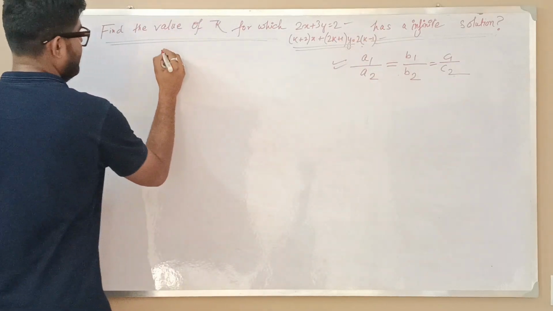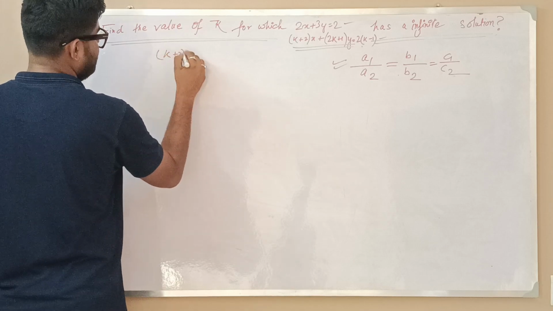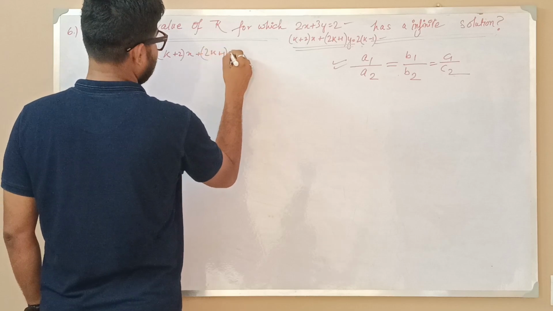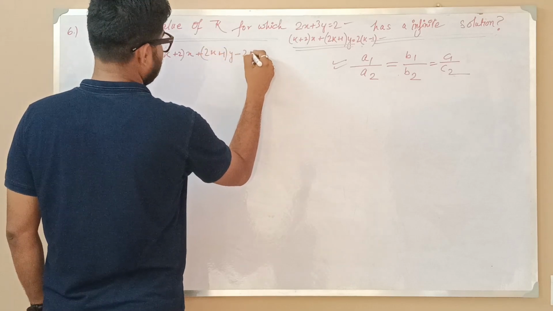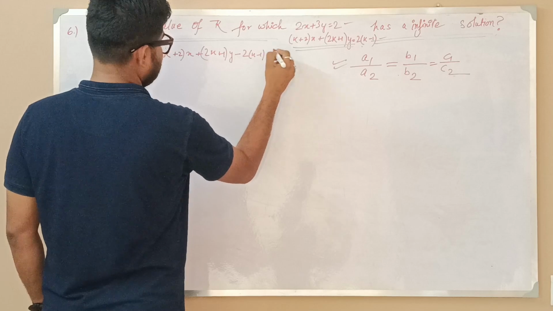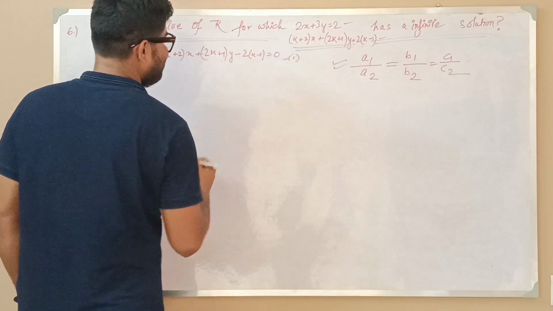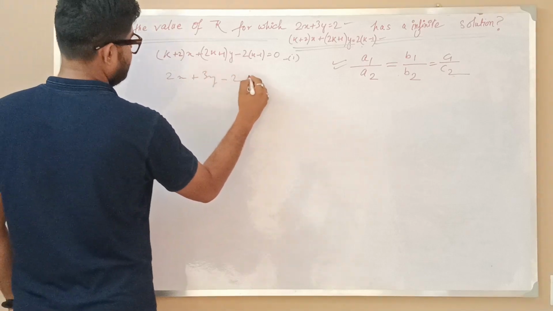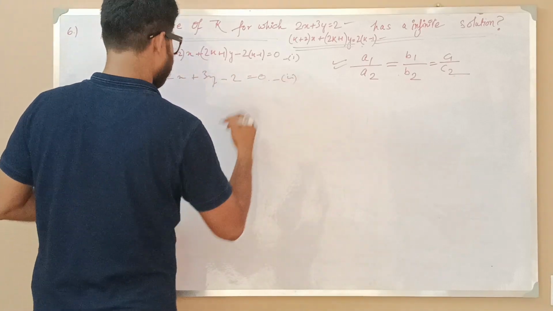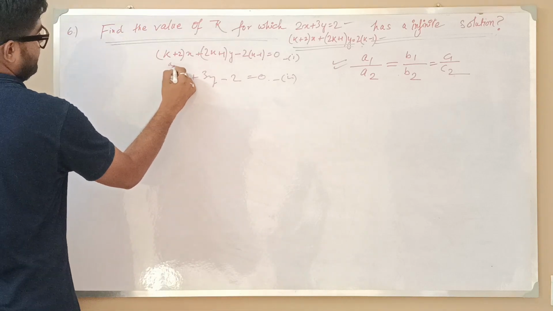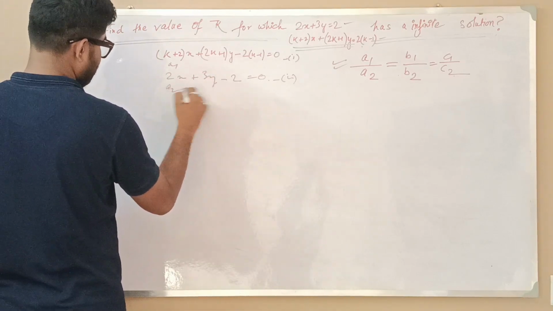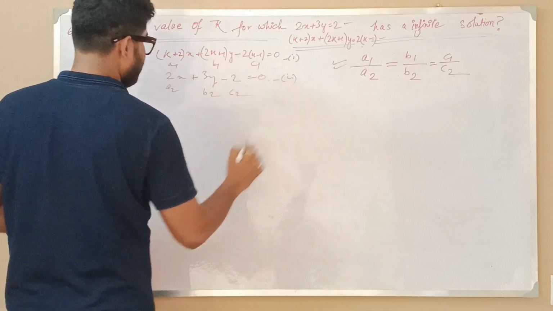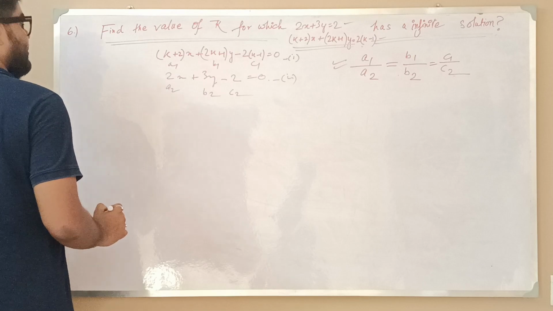Okay, so we'll write k plus 2 into x plus 2k plus 1 into y minus 2k minus 1 equals to 0. So this is equation 1, and 2x plus 3y minus 2 equals to 0. So this is equation 2. Okay, so it is a1, a2, b1, b2, c1, c2. Okay, for your convenience I have written it down.